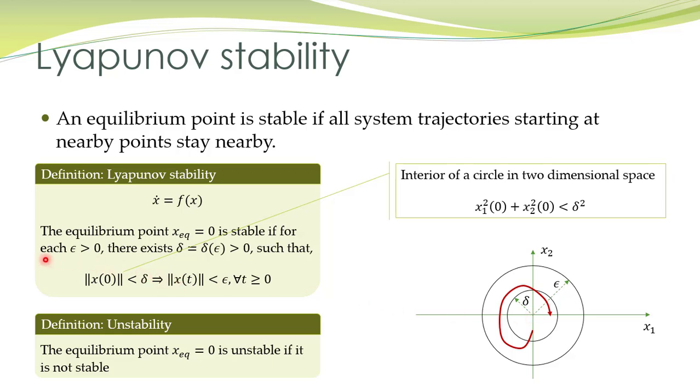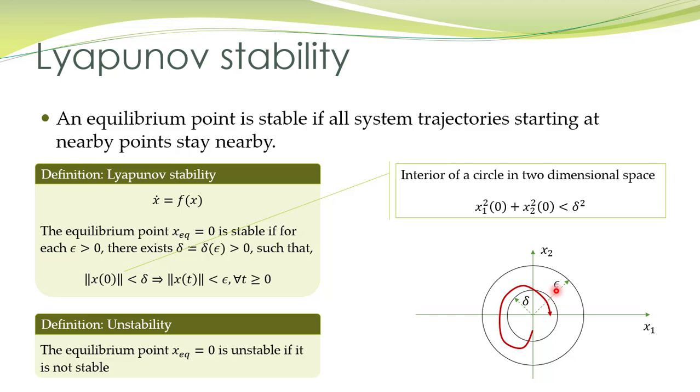Remember that here this word each is also very important. That is, corresponding to each value of epsilon there must exist some delta such that trajectories starting from the interior of this smaller circle stay within the interior of this bigger circle. So such a delta must exist for each value of epsilon.